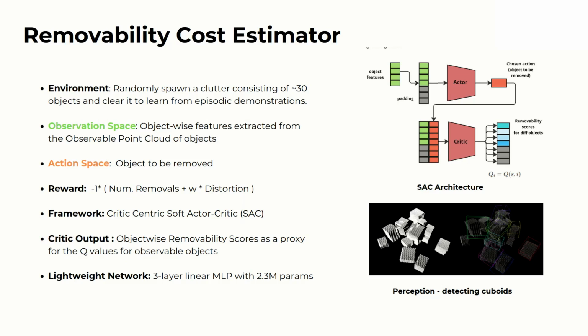In our framework, the environment consists of approximately 30 objects during training. The action space is defined as a selection of an object to remove. The reward function penalizes both the number of removals and the total disturbance caused. We utilize a critic-centric soft actor critic architecture where the critic outputs object-wise removability scores.